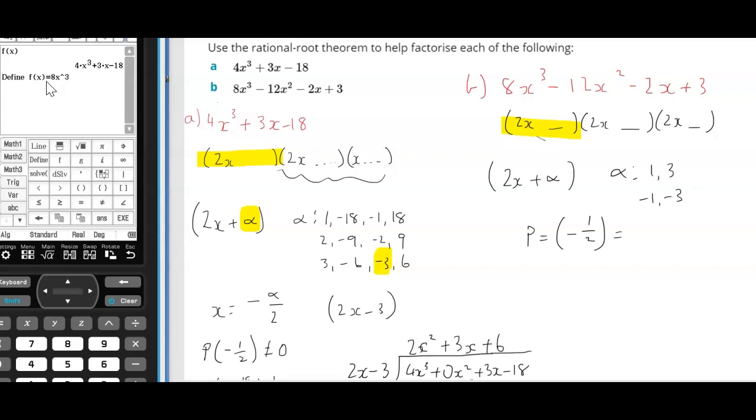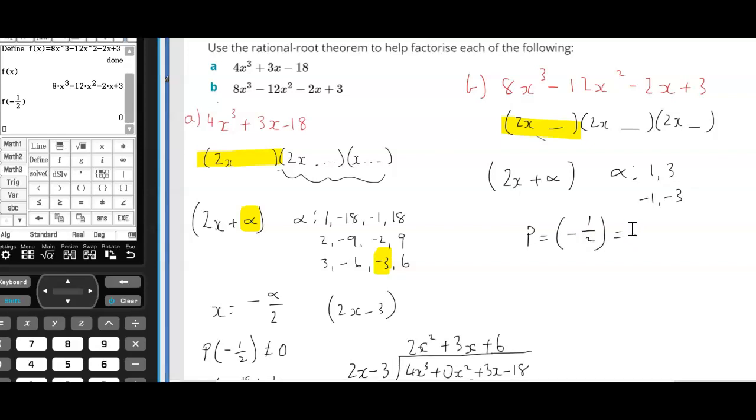All right, 8x cubed minus 12x squared minus 2x plus 3. All right, so if we want f of x, okay, so it's just changed that for me, which is great. So let's do f of negative half. Now you could write just 0.5, that's fine, but let's try to be consistent. Oh, isn't that awesome? The first one we tried.